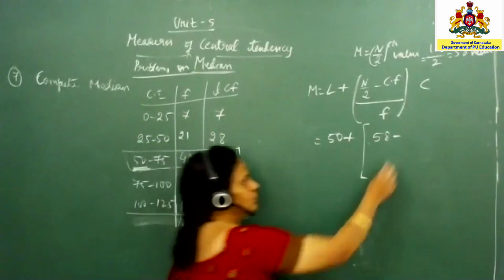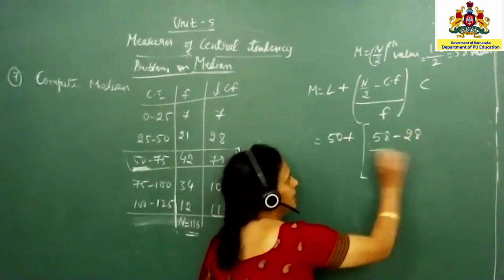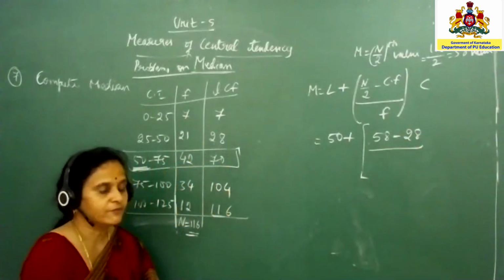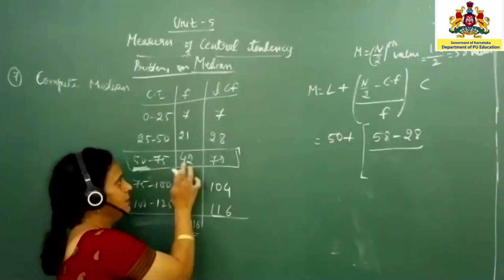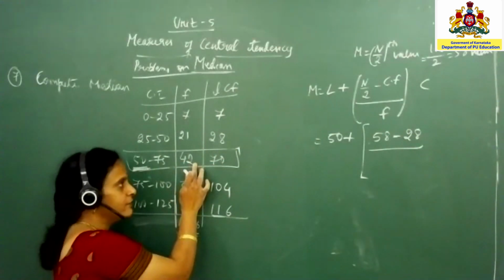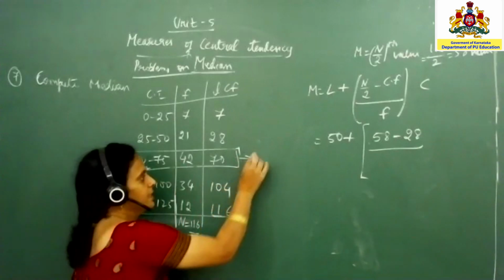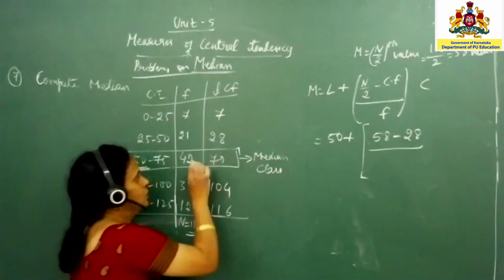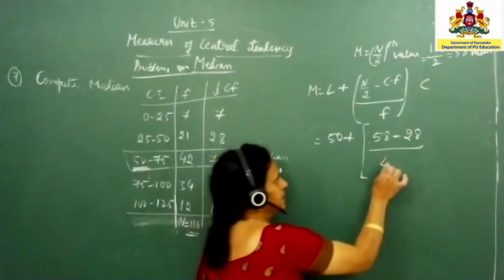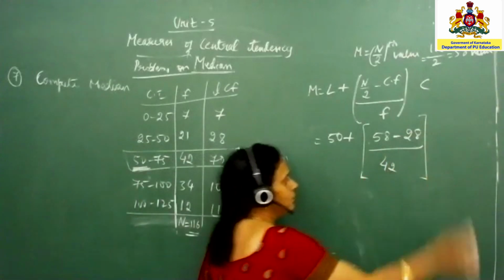I'll substitute 28, divided by what is here? That is the frequency of the median class. So 42 is the frequency corresponding to the median class. I write this as the median class. So 42 is the frequency, and I write 42 into c.